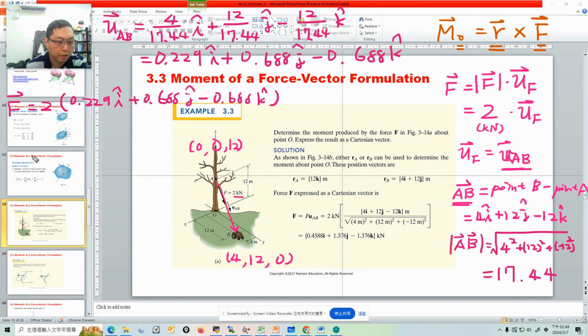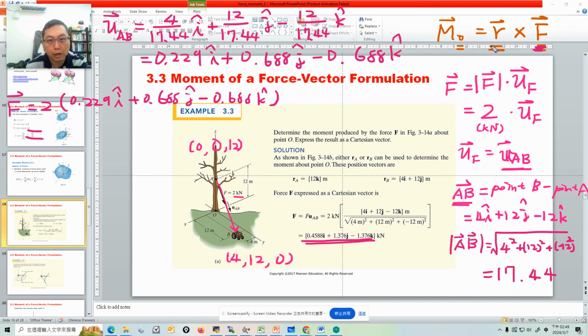Okay, this is the force vector. I think it's just here, right? The answer is here. So that's why just the answer is here. Okay, finally, this is the force vector. We got our force vector.